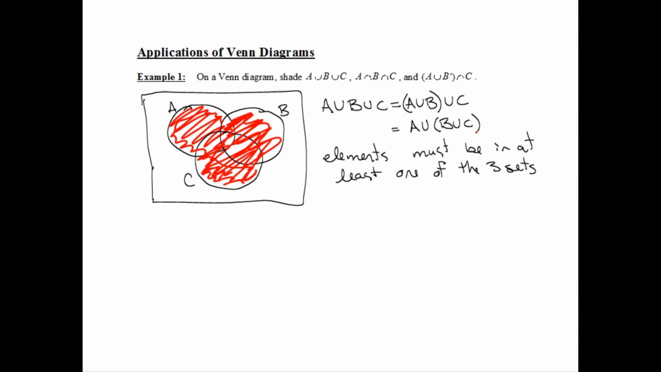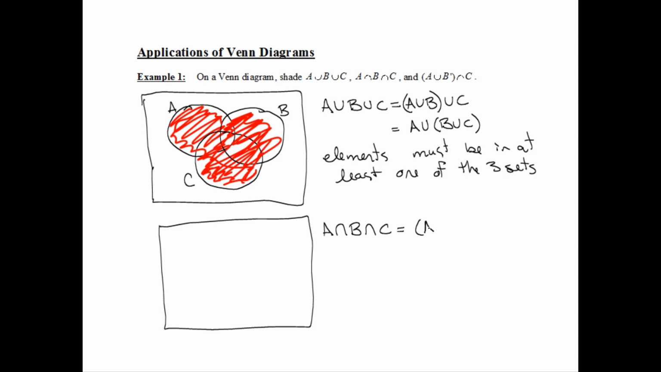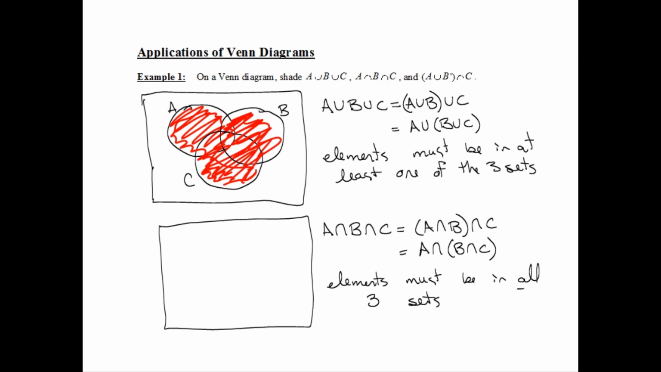Let's do another one. Let's look at the intersection of A, B, and C. So A intersect B, intersect C. Once again, when you see this, this means we could intersect A and B, take that result and intersect it with C, or we can start with B intersect C, intersect that with A. And so this means that the elements have to be in all 3 sets. Intersection means it's in all of the sets.